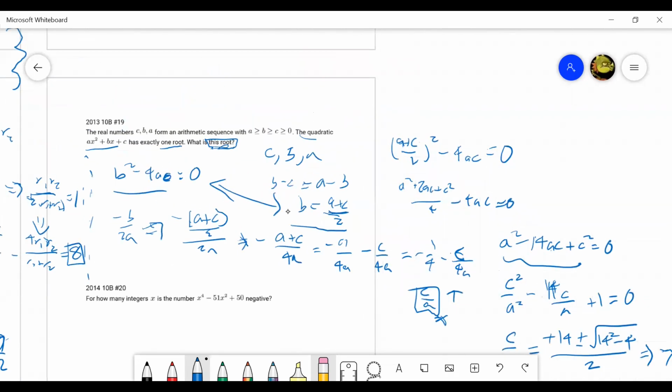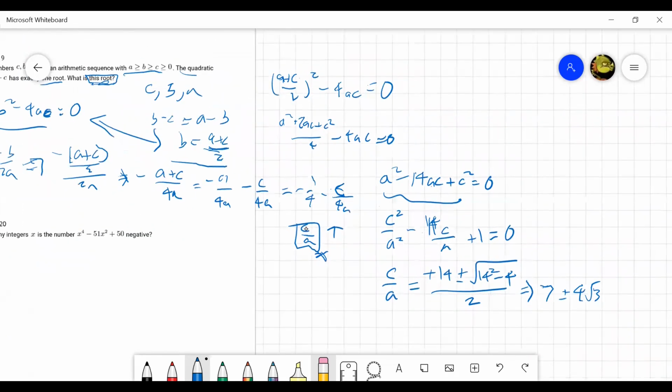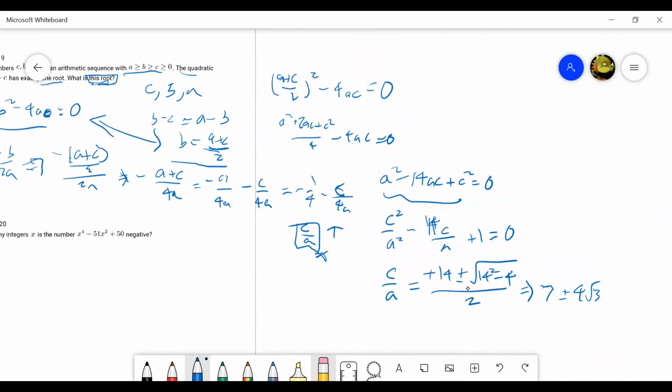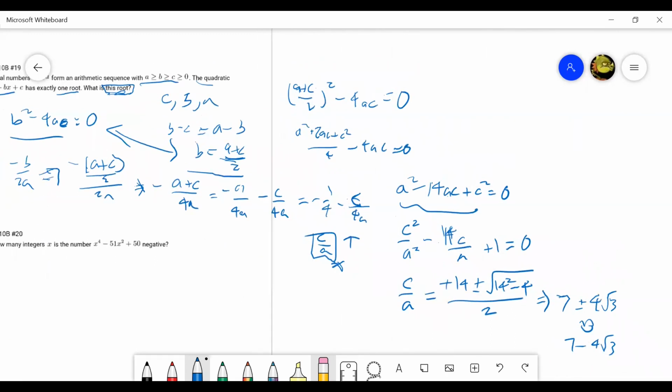Now we can go back to this requirement here. It says that a is greater than or equal to b, greater than or equal to c. So what that means is that c has to be less than a, which means that c over a has to be less than 1. So that means that c over a has to be equal to 7 minus 4 square root 3. And it's pretty easy to see that this is between 0 and 1, so it works.